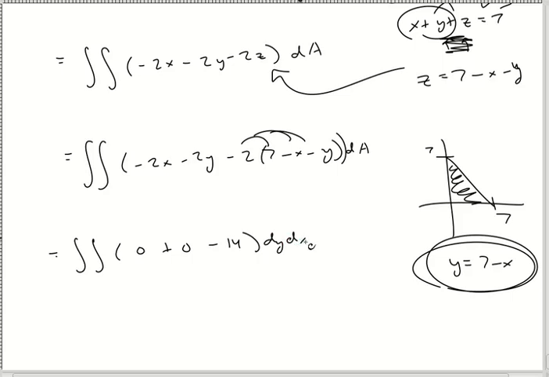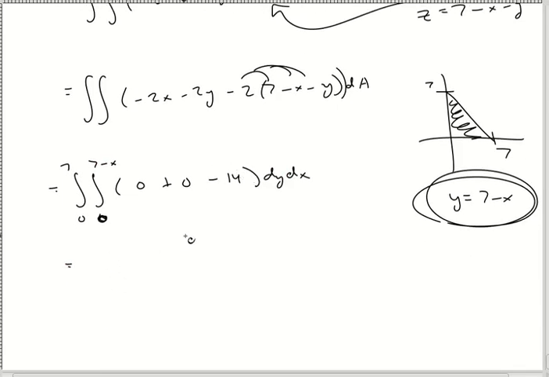dy dx, 0 to 7 minus x, and then 0 to 7. Well, the negative 14, we don't even have a y or anything, so you just toss a y on there. The 0 would cancel, so I got a negative 14, 7 minus x dx. You can go ahead and distribute to make this a little bit better. So then I got technically a 14x minus, then 7 times 14 is 98.